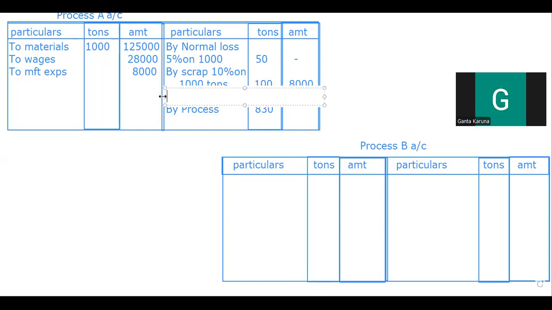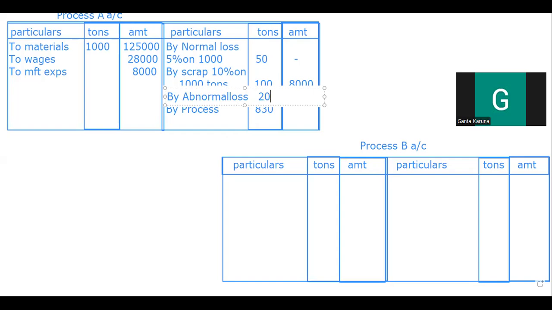He didn't mention anything, but he's saying that to the next process, only 830 went. That means 20 were lost. So that kind of loss we will call abnormal loss, since we already have the normal loss and won't have it again. So abnormal loss is 20. From 1,000 minus 150, I get around 850, but he is saying only 830 went. So how much is lost? 20 is the loss.